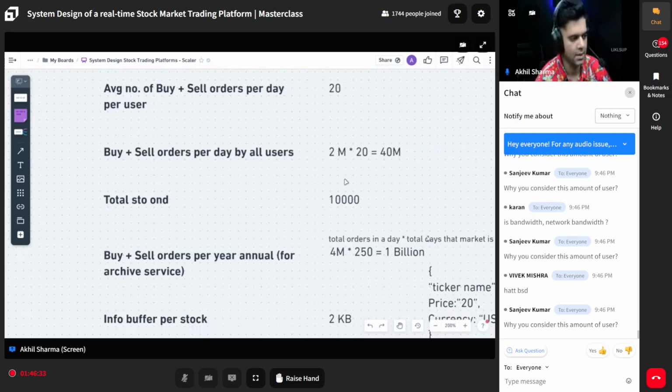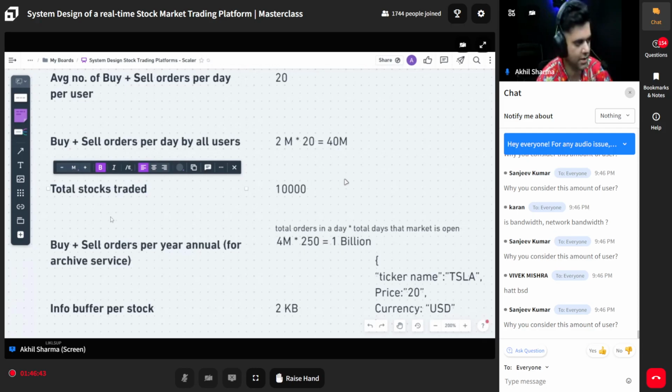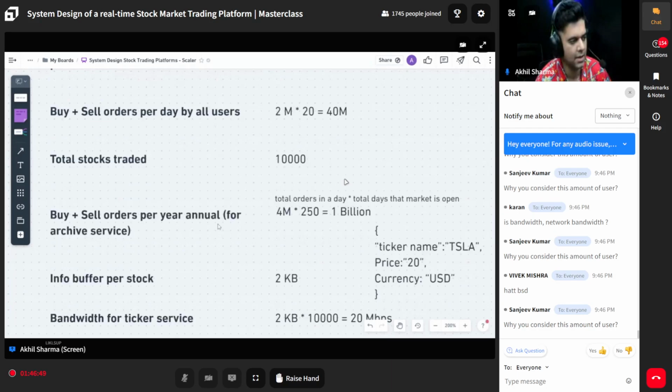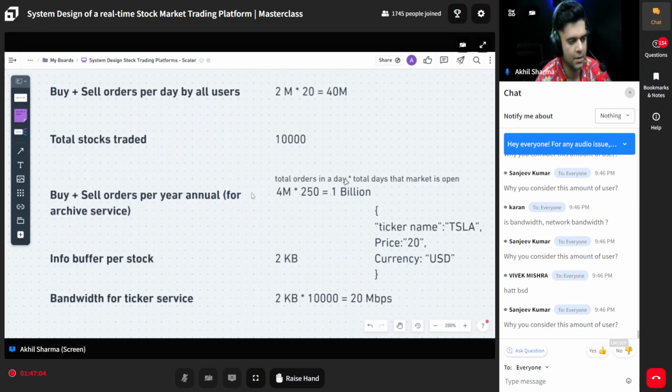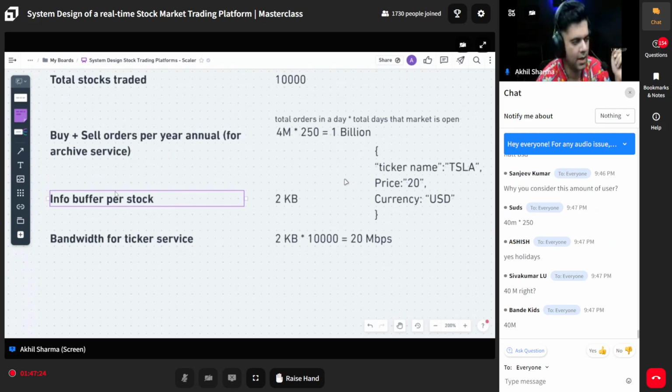Total stocks getting traded on the platform, we'll assume that to be 10,000. 10,000 is a big number, but we're assuming that. Every day, we'll have like 4 million orders which happen in a day. And then 250 days, so 1 billion total orders. And 250 is the number of days that the market is open, because you don't get weekends, you get national holidays and all that. So out of 365 days, only 250 days it's open, and then you get 1 billion buy and sell orders per annum.